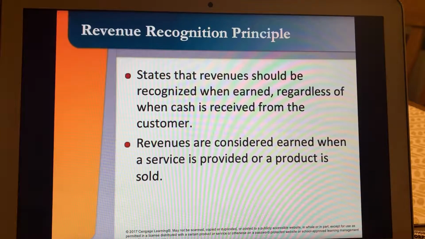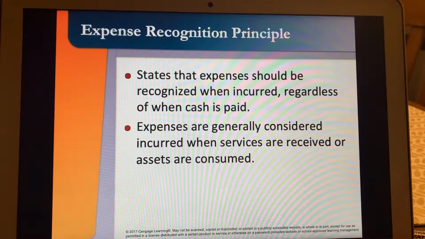The revenue recognition principle states that revenue should be recognized when earned, regardless of when cash is received from the customer. Revenues are considered earned when a service is provided or a product is sold. The expense recognition principle states that expenses should be recognized when incurred, regardless of when cash is paid. Expenses are generally considered incurred when services are received or assets are consumed.